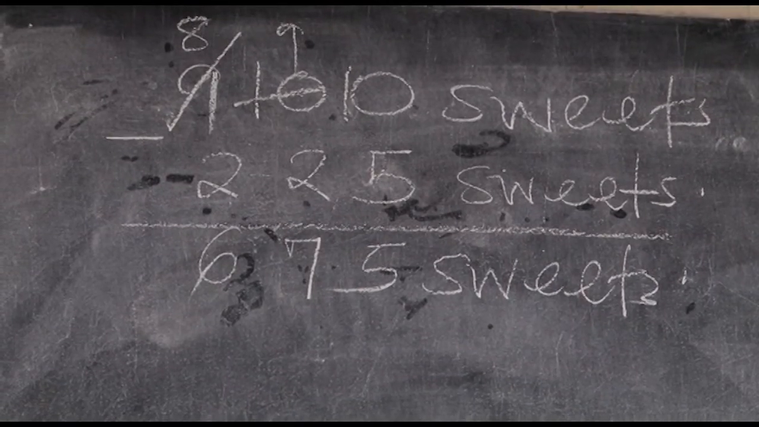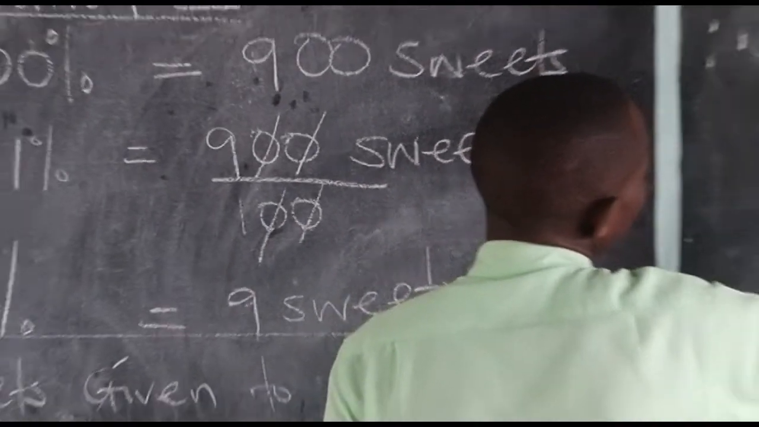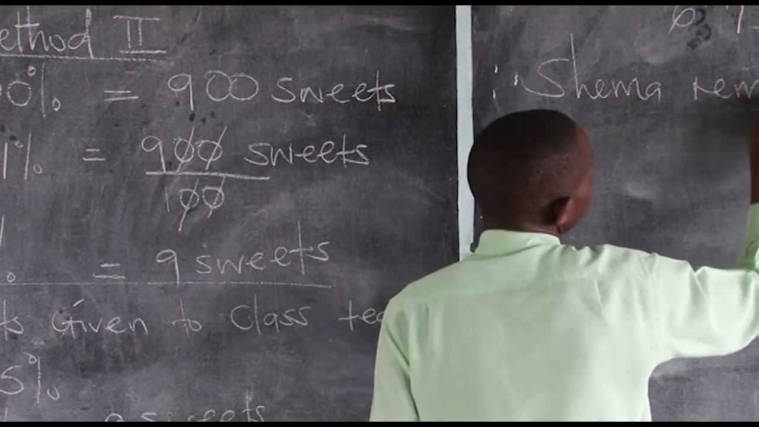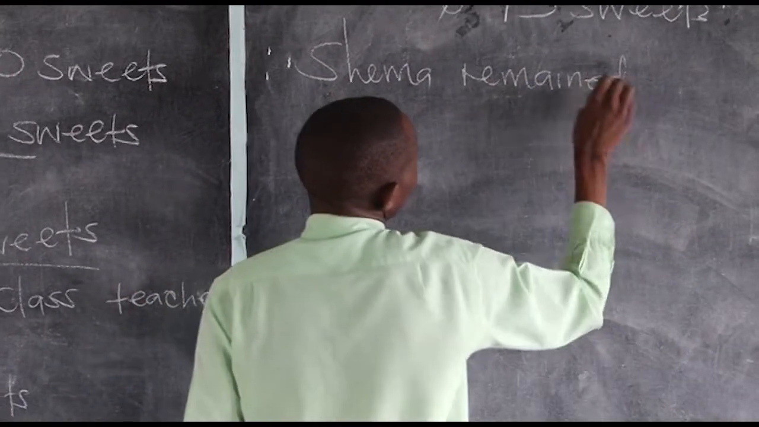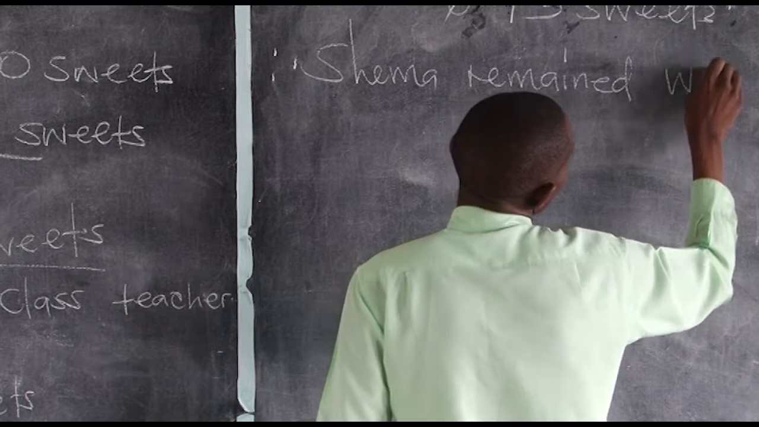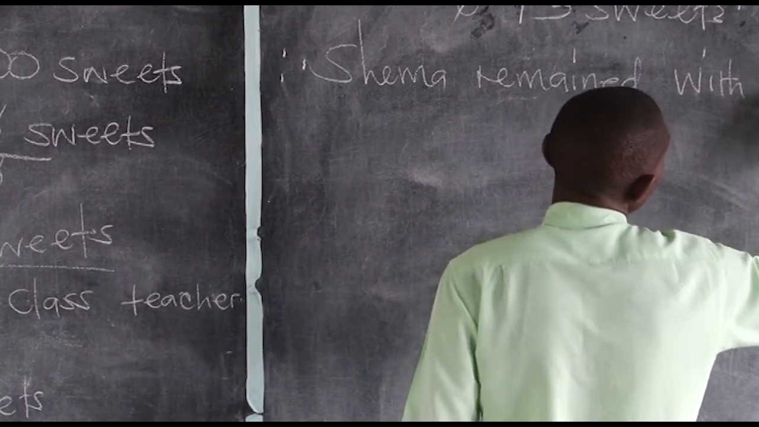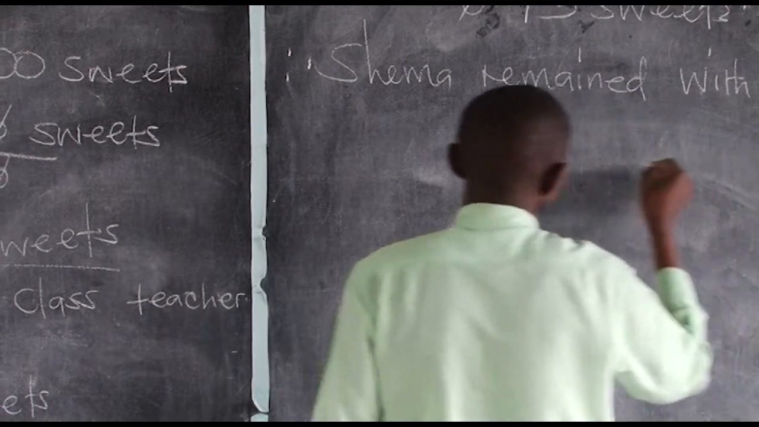Then I will say, therefore, Shema remained with 675 sweets.